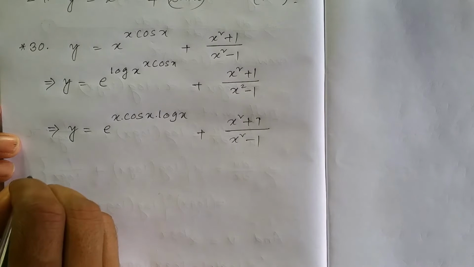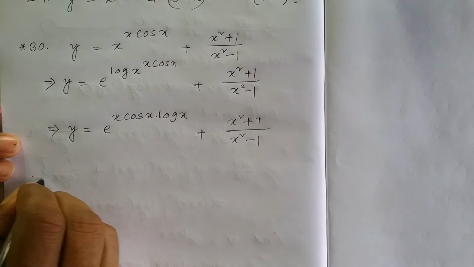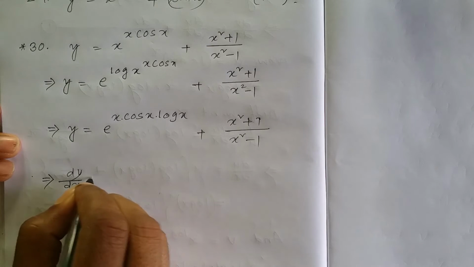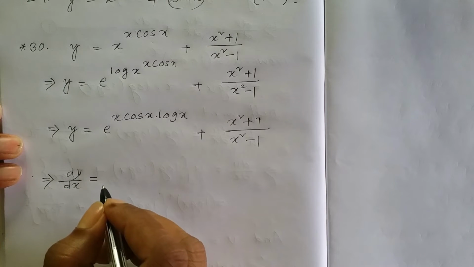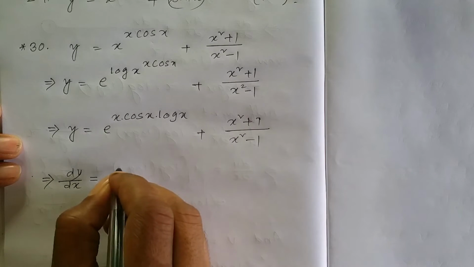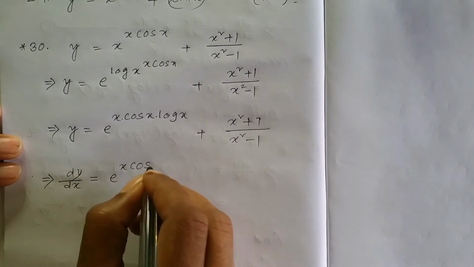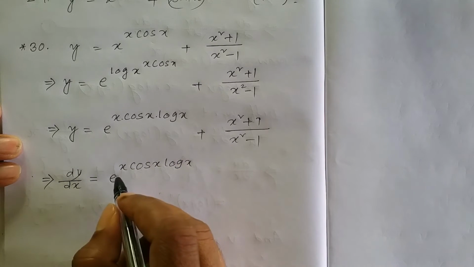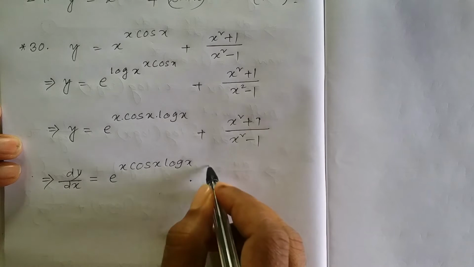Now you can differentiate. Differentiating the explicit function directly, you can write dy dx, differentiating with respect to x. So e to the power this one remaining the same: e to the power x cos x log x, this is the derivative of e to the power, now whole into the derivative of this power.